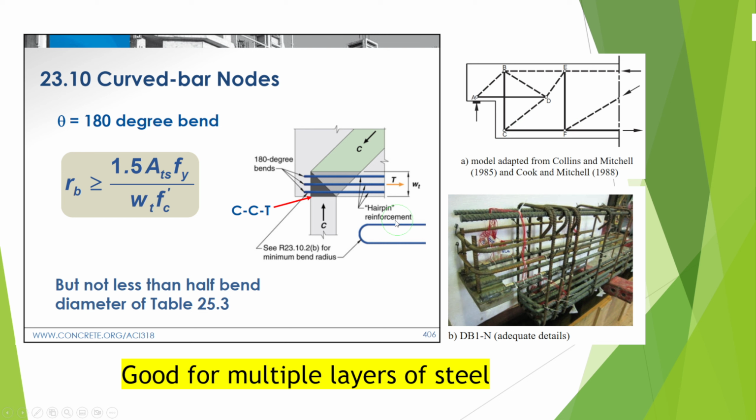This is same like that. We are calling this hairpin. Also for this you have a minimum radius. So you cannot fix the reinforcement without satisfying the minimum radius. This minimum radius can be calculated using this formula. This wT is the effective depth of the ties. This is what we are calling CCT. And also again, but not less than the half bend diameter of table 25.3.